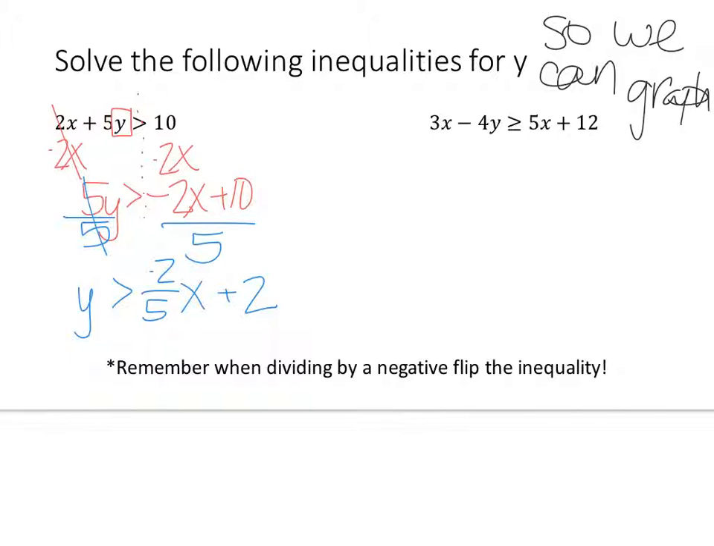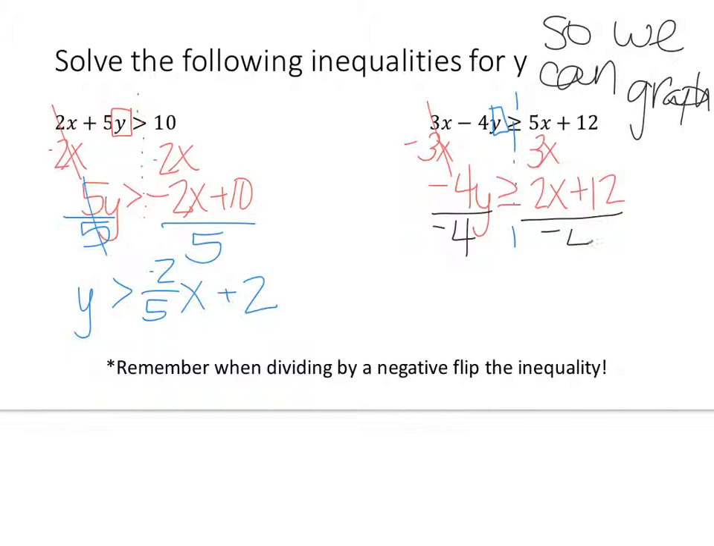So the same thing on this side. I want to get y by itself. The first thing I need to get rid of is this 3x. So I'm just going to get rid of everything that's on the same side as y. Because I already have an x on the other side, I know that I just need to combine those terms. So I'm left with negative 4y is greater than or equal to 5x minus 3x is 2x, and then bring down that plus 12. The last step is to divide by negative 4, and again I divide everything.